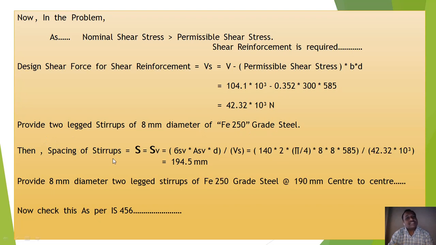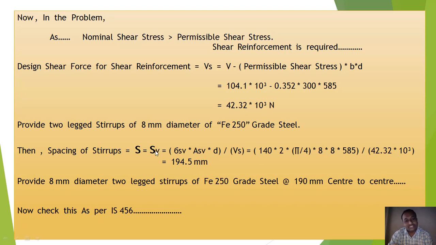Then the spacing of stirrups. Here this is an assumption. You can assume a 10 mm diameter bar. Any diameter bar you can assume, but it affects only the distance. So the spacing of stirrups S, that is SV, is the spacing for shear reinforcement.